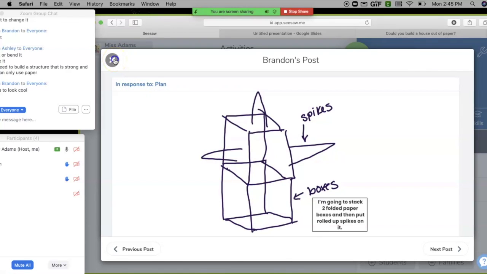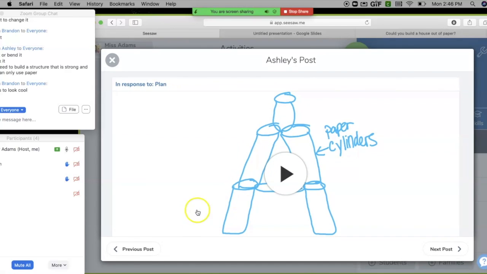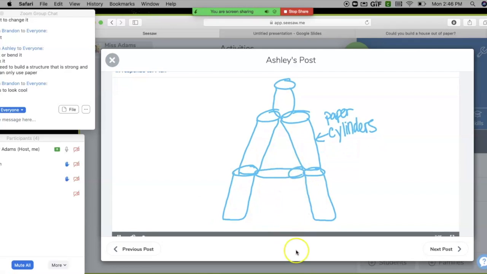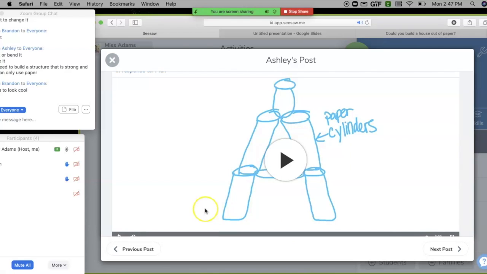And then I see that Ashley's hand was also raised. So let's take a look at her plan. And she recorded. Let's see. I'm going to roll the paper to make cylinders and then stack them like a pyramid. All right, so a little bit of different approach. She's going to create something similar to the Eiffel Tower and have kind of that A shape, maybe A for Ashley. And then she's going to do that by rolling the paper.